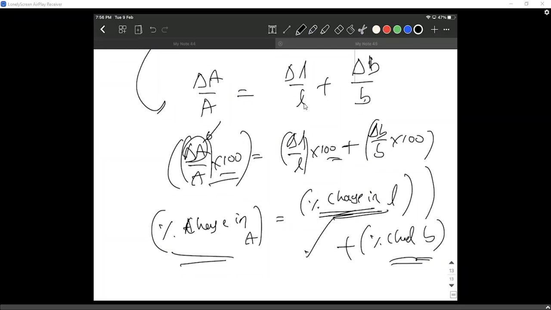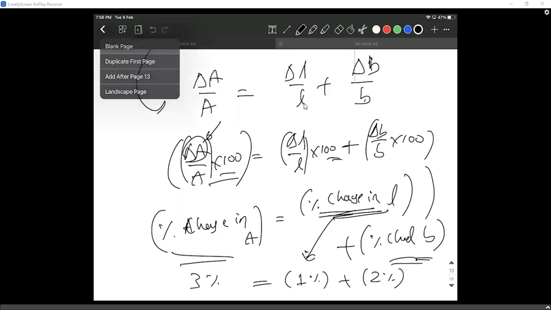So I already gave this percentage change as 1%. This has 2%. So the total percentage change in area must be 3% approximately. This is just like an approximation. All right, so let me give you another example.